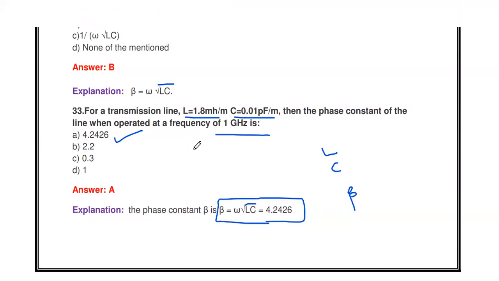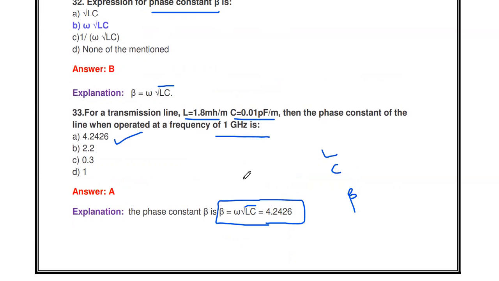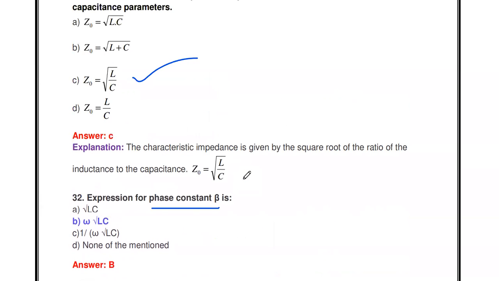So these are all the important 2-mark problems. These are some of the questions from the primary and secondary constants of transmission line.